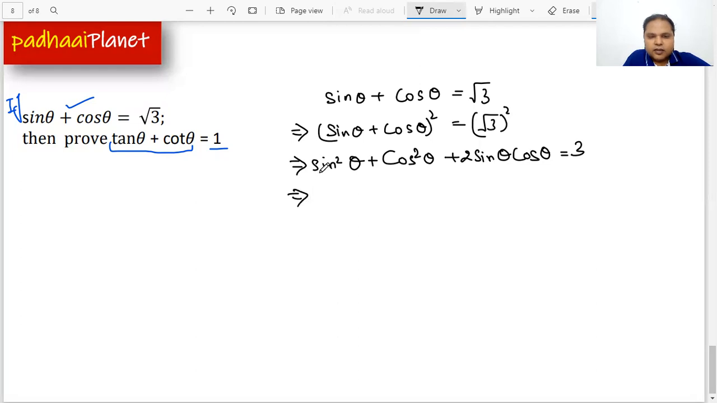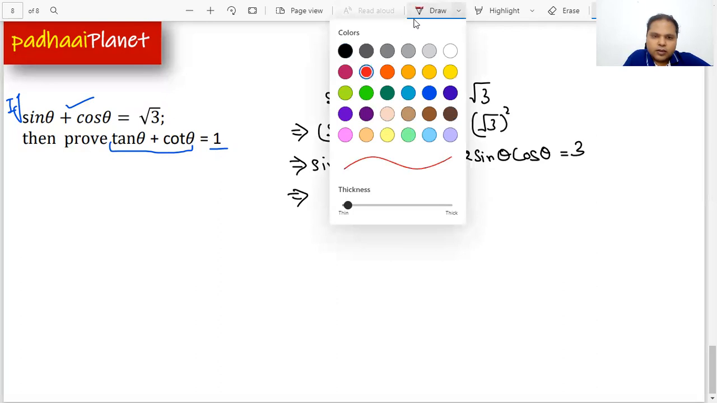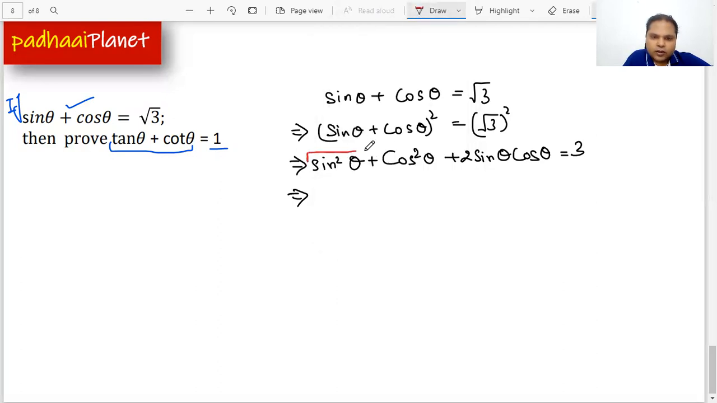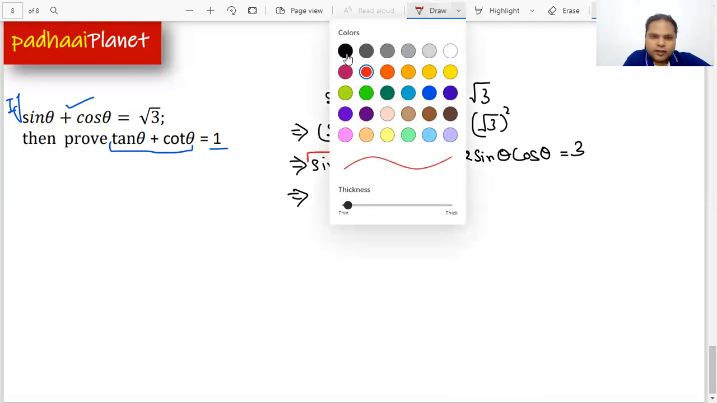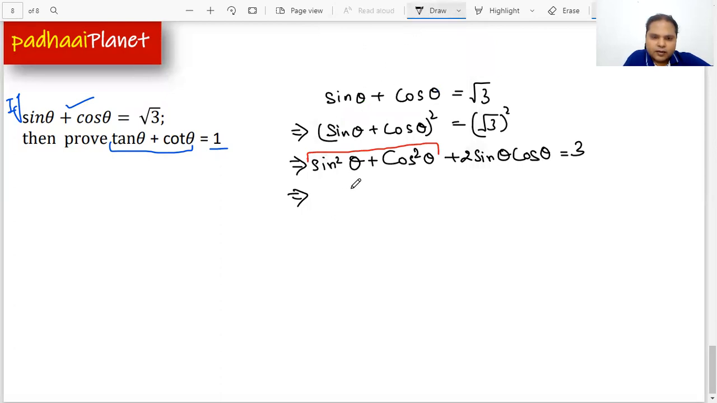Now here we can clearly see this is 1, sine squared theta plus cos squared theta. This whole thing is basically 1, correct? Now what I'll do is I'll take this 1 onto the right side, and finally we will have something like 2 sine theta cos theta is equal to 3 minus 1, which is 2. And finally, we will have sine theta cos theta is equal to 1, right?